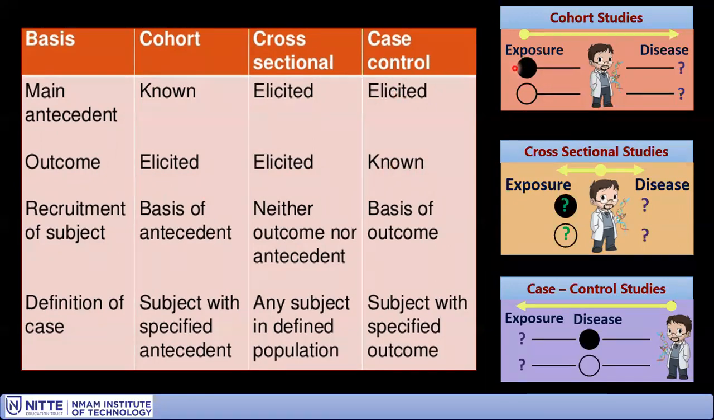So in the cohort study, it is in the forward direction. In the case control study, it is in the reverse direction. In the cross-sectional study, at the prevalent condition, you assign it to any one of the groups. So that's the basis of the recruitment of the subjects.